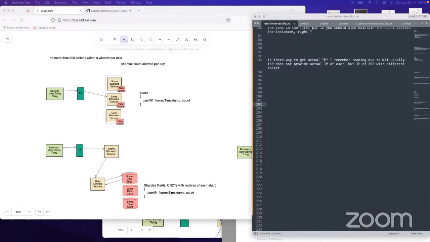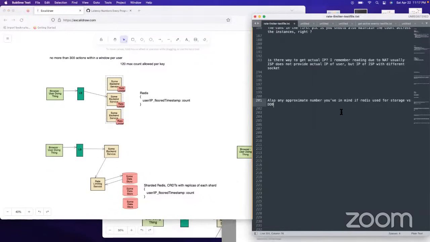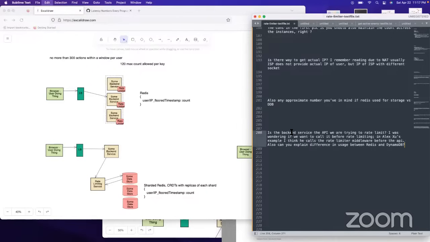Okay. Also, is there any approximate number you have in mind if Redis is used for storage versus DynamoDB for latency? So Redis is going to have much lower latency numbers because it's just reading straight off of RAM as opposed to disk. I don't have exact numbers. Whatever you're trying to limit the actions to is going to depend on the use case, and it's just something you have to specify with the interviewer. And I have one last question, then we can go ahead and move on to some other alternative approaches.